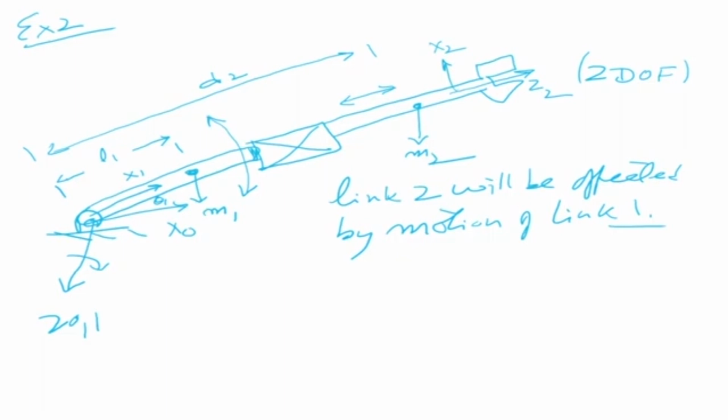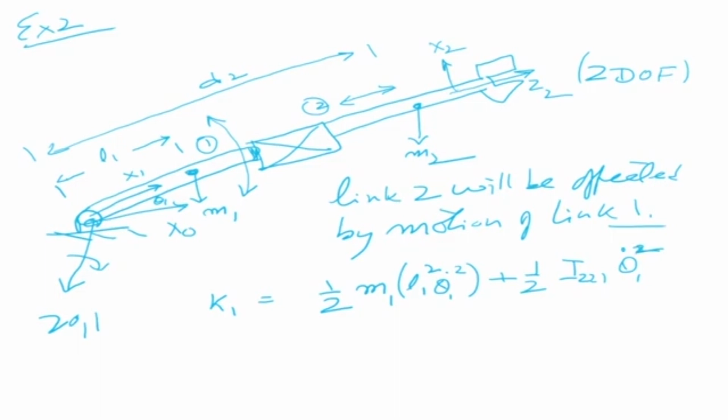Now this is something important to note, and let us start writing our kinetic energy and potential energy equations. This is my link 1, that's my link 2. For link 1, I write K1 is equal to half m1 L1 squared theta 1 dot squared, plus half Izz1 into theta 1 dot squared.